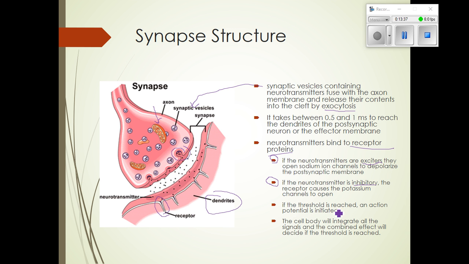If the threshold is reached, and remember the threshold is talking about depolarization, so if enough positive ions like sodium go in, then that will trigger the opening of the sodium channels, and then an action potential will be initiated. Now, remember there are lots of dendrites that could all be receiving different signals. The cell body integrates all of the signals, and the combined effect will decide if, for the neuron as a whole, we've met the threshold, and now it's going to send an action potential down its axon or not.